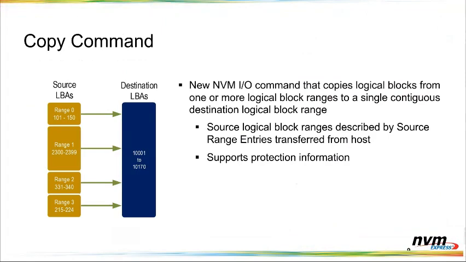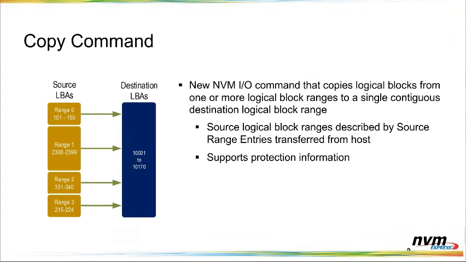Another new feature in NVMe 2.0 is the addition of a copy command to the NVM and zoned namespaces I/O command sets. The command is simple. It allows you to copy one or more non-contiguous LBA ranges to a contiguous LBA range in the same namespace without transferring data through the host. This operation is useful for things like host-based FTLs.